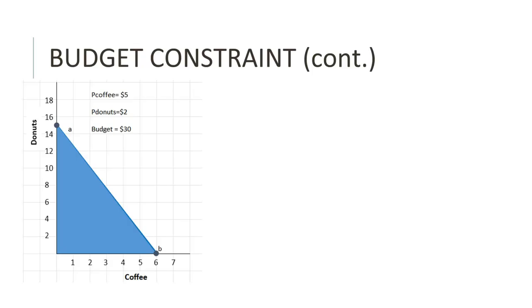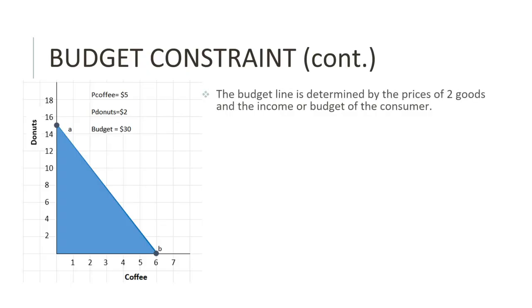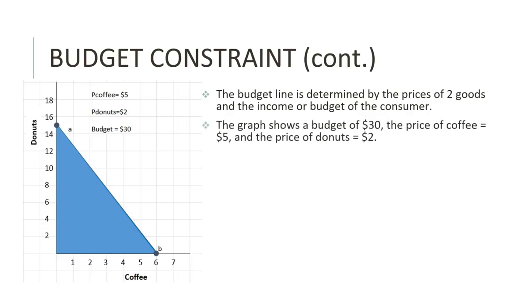All right, so let's look at an example. Here we have our budget constraint, and this is determined by the prices of two goods and the income or budget of the consumer. In this case, we have a budget of $30, and they can buy coffee or donuts or a combination in between. The price of coffee is $5, and the price of donuts is $2.